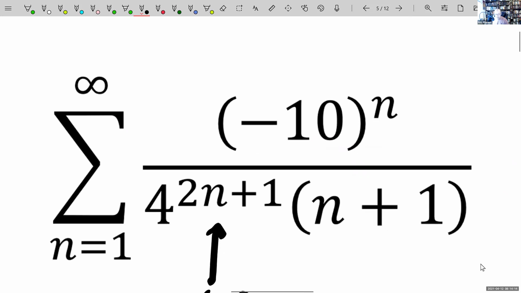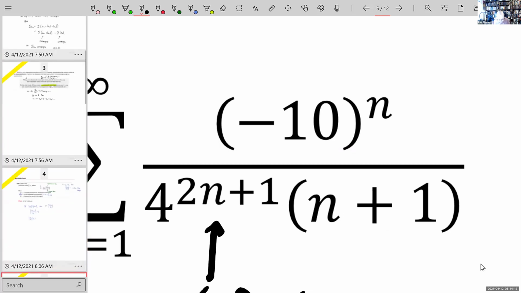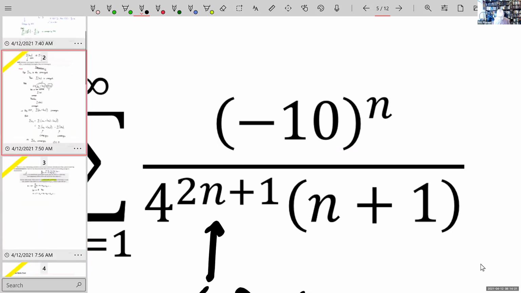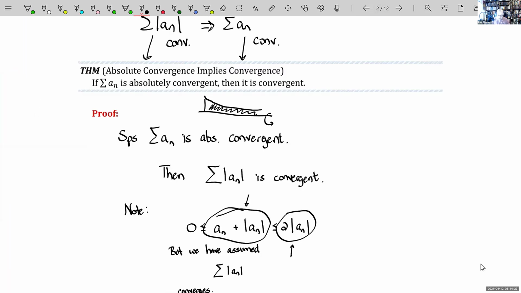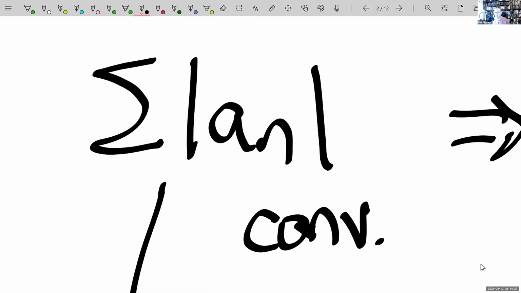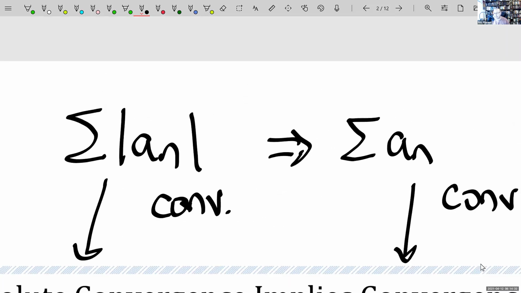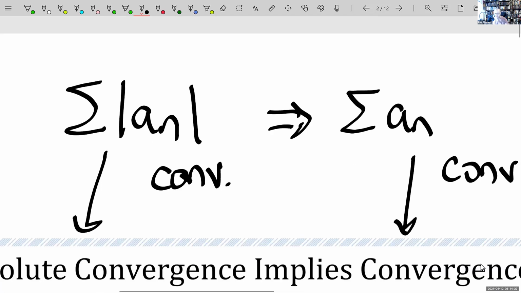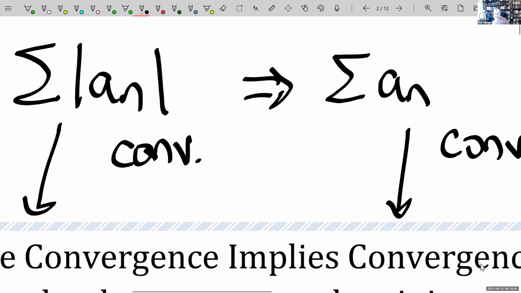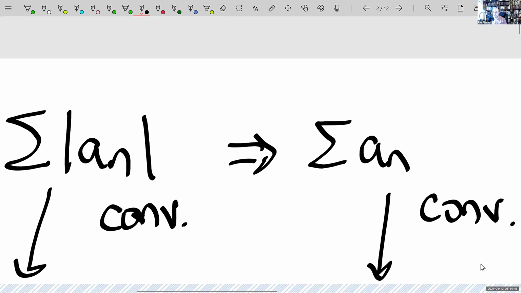Remember, if the absolute value of the terms of the series, when you add them up, if those converge, that will immediately imply the original series, no matter what it looked like, will converge, period. So you will never have a case where a series diverges, but its absolute value will converge. That's just not going to happen.